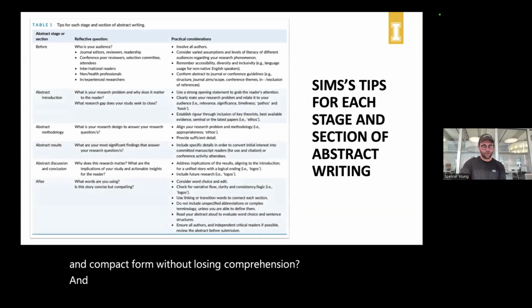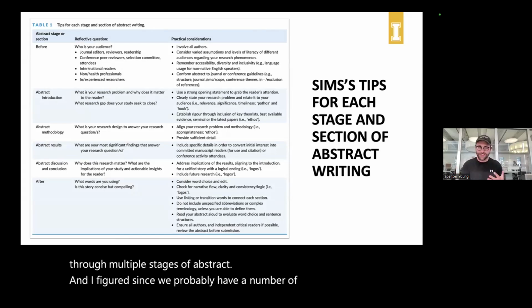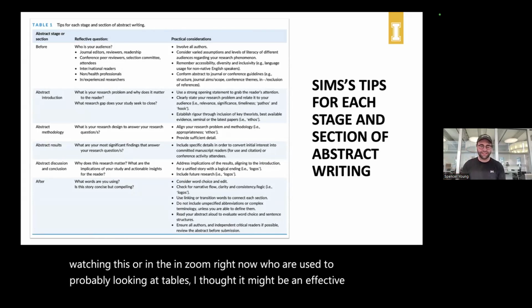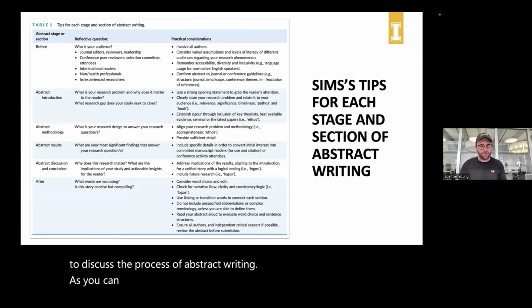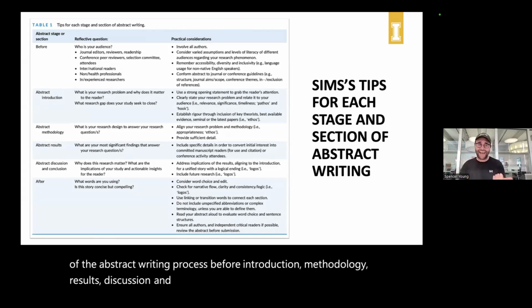And so, as a solution, Sims built a table that guides readers through multiple stages of abstract writing. And I figured, since we probably have a number of scientists watching this or in Zoom right now, who are used to looking at tables, I thought it might be an effective way to discuss the process of abstract writing. As you can see, Sims identifies 6 different stages of the abstract writing process: before, introduction, methodology, results, discussion and conclusion, and then after.